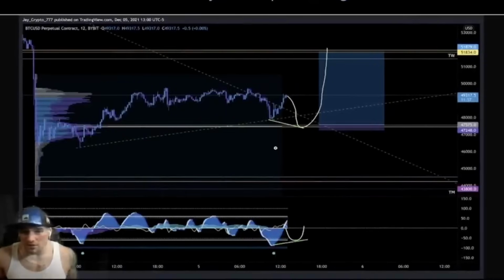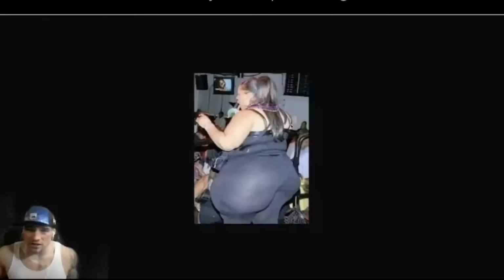This can work for longing and shorting. If we see price is making a lower low and momentum is making a higher low, this is called a divergence. If you are on this channel, you know that I call divergences uneven butt cheeks.